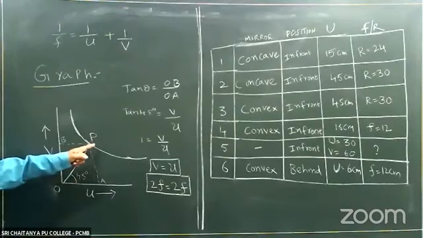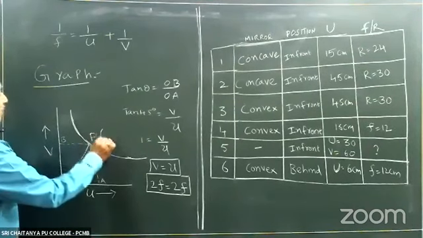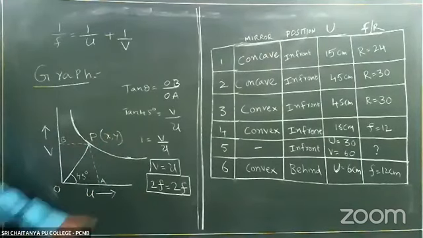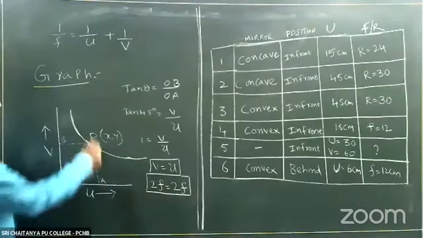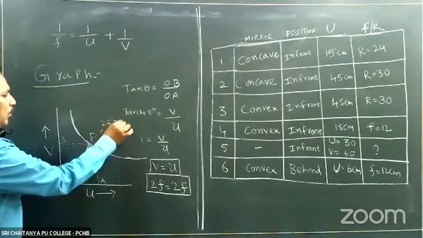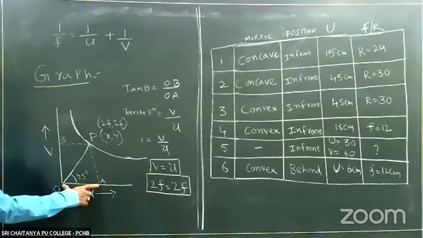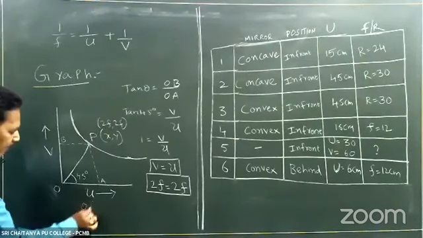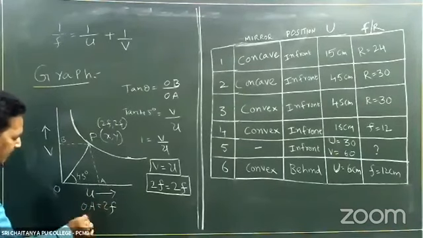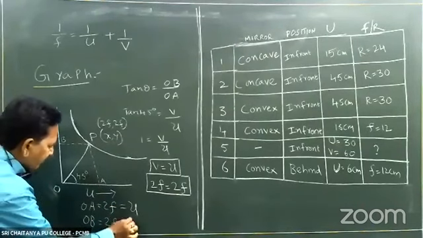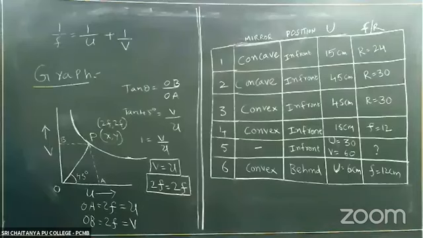Then what are the coordinates of point P? The coordinates of point P are x comma y. What is the U value? 2F. What is the V value? 2F. Therefore, the coordinates of point P are 2F comma 2F. That means OA value is equal to 2F and OB value is equal to 2F. OA means object distance. OB means image distance.